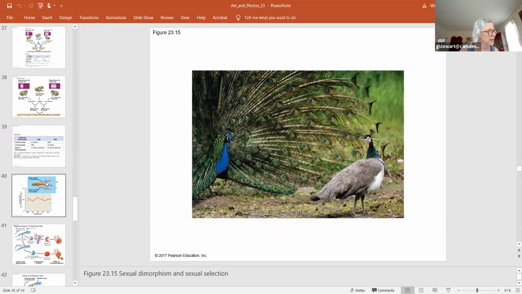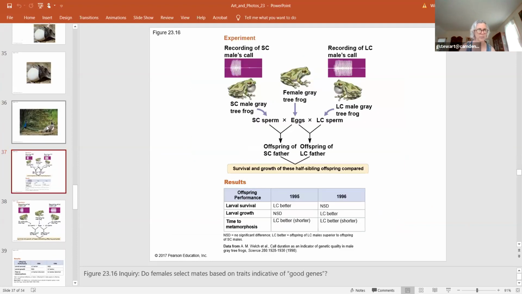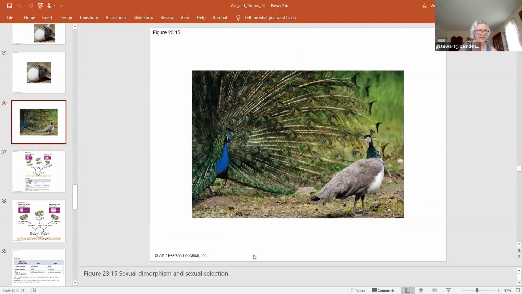Okay, now I would add to that list sexual selection. Your book has, I guess we look at the peacock for that, and balancing selection. So I want to go through those real quickly as well. Sexual selection is usually a result of sexual dimorphism.